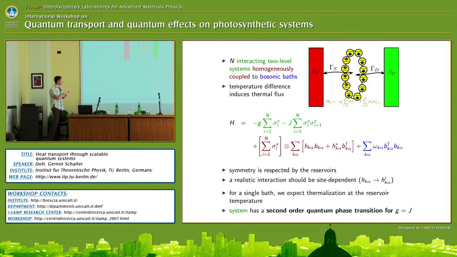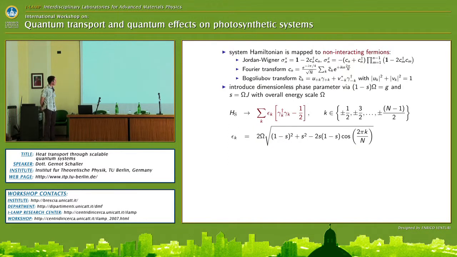Why is this interesting? Well, that system has a second order quantum phase transition even in its ground state for g equals J. And we would like to understand how that affects the transport. So the general technique to treat this kind of system is to apply a certain series of mappings called Jordan-Wigner transformation, Fourier transform, Bogoliubov transformation. It's a bit technical, but what you see here is that this first transformation maps to fermions that are non-interacting, and therefore you need this bunch of operators along the chain to make them anti-commute, right? The Pauli matrices commute on different sites, but these fermions have to anti-commute.